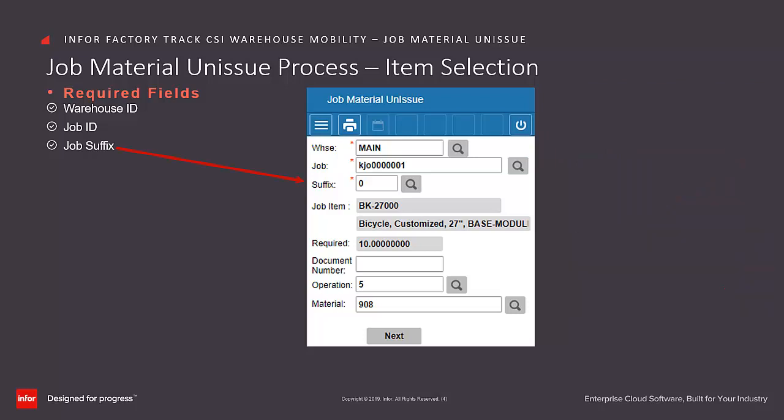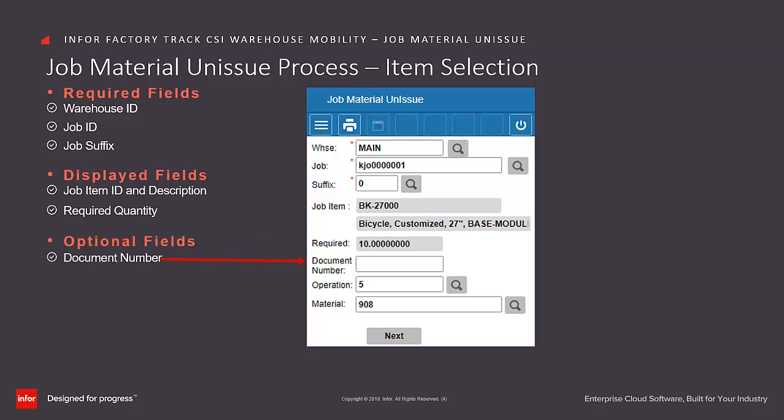We then enter or select the job suffix ID. Note that if there is only the 0 suffix, it defaults to that value. Once the job ID and suffix are provided, the job item ID and description default as well as the required quantity for those items as defined on the job order. Enter the document number, which can be used to tie transactions together.